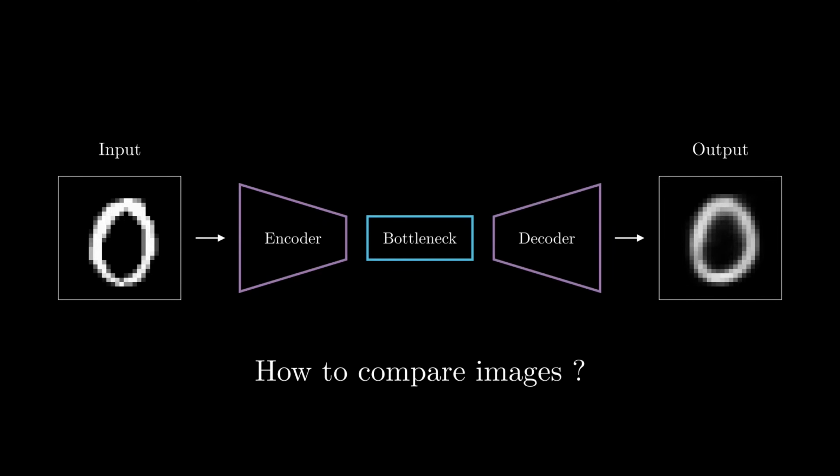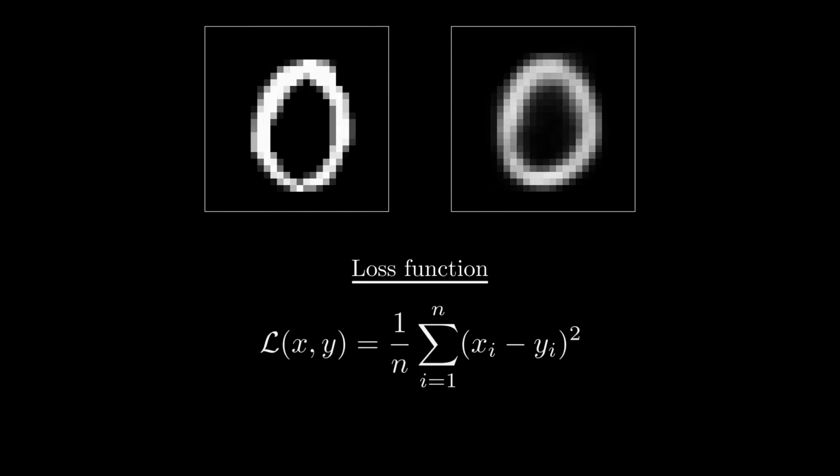But how do we measure the difference between two images? Well, the simplest way to compare two images is to compare each pixel individually. For example, we can calculate the difference between corresponding pixels and then take the average of these differences. This method is called the mean squared error, or MSE. As the name indicates, each difference is squared to ensure all values are positive and easier to work with. This gives us a single number representing how far apart two images are.